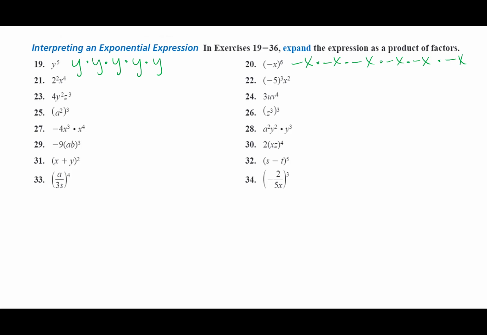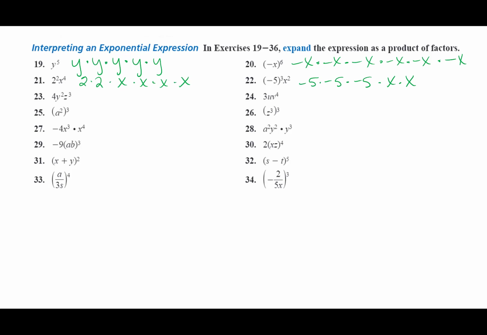Okay, look at 21. This would be 2 times 2 times x times x times x, because that was x to the 4th. Look over here at 22. This would be negative 5 times negative 5 times negative 5 times x times x. I hope you're starting to get the idea. Let's move on to one that might be a little harder.